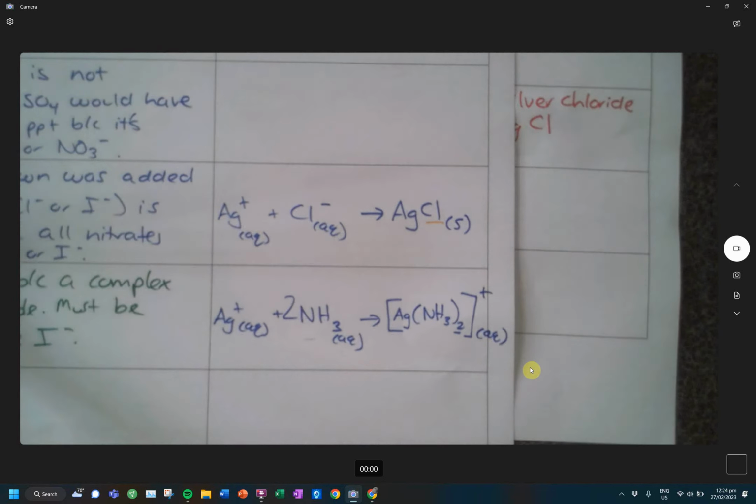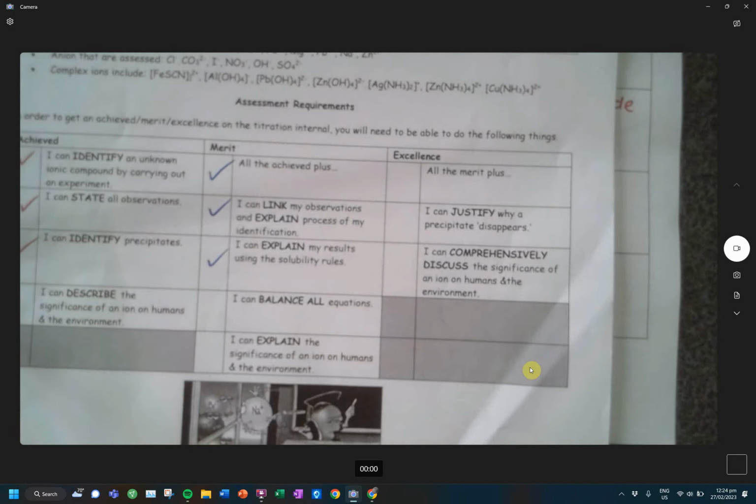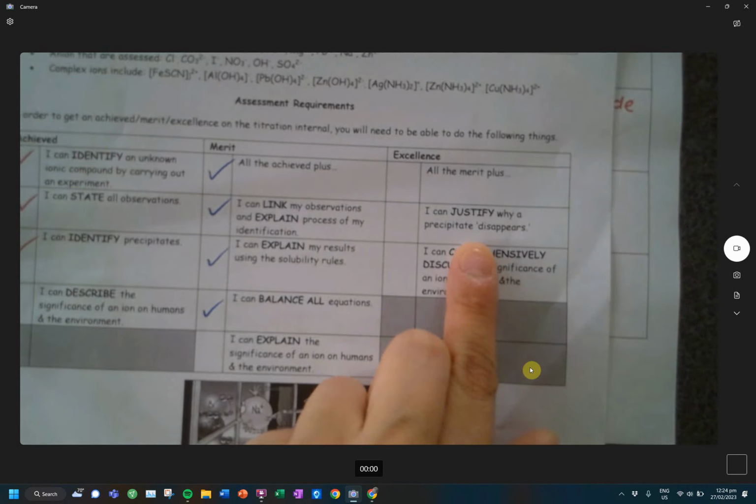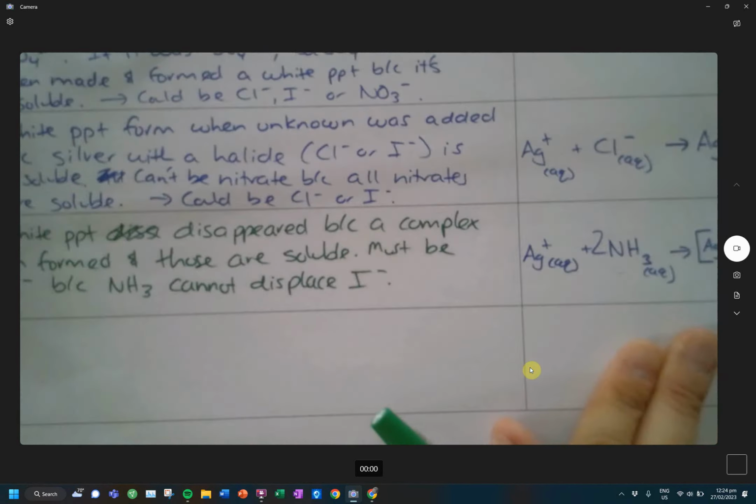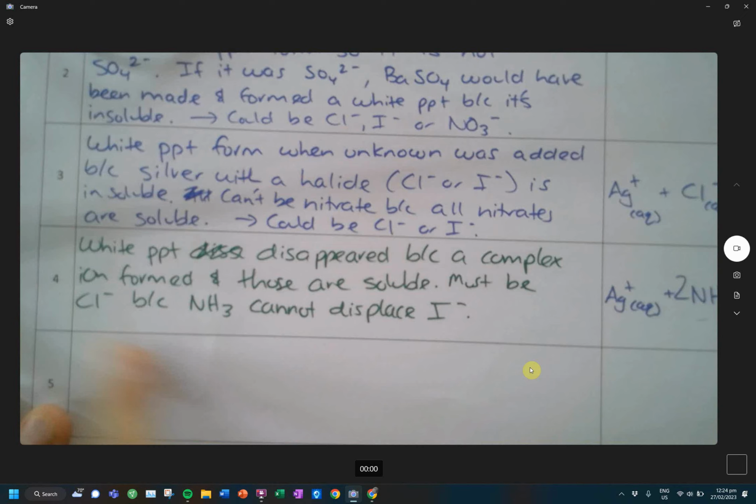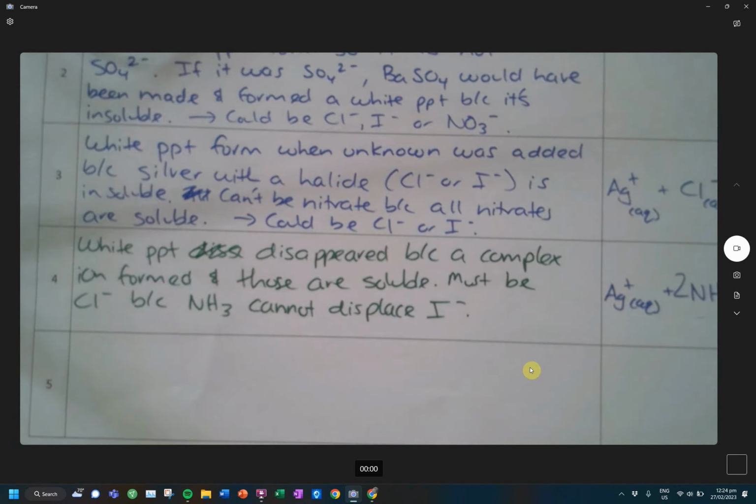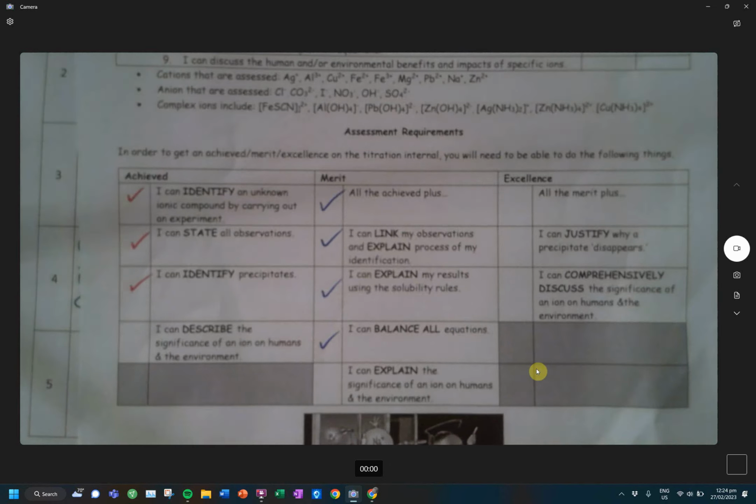All right, when we are looking at our checklist, the merit requirement is balancing all the equations. Those are my two equations there. For the excellence, we need to justify why that precipitate disappears, and that is that justification here with the complex ion. So this is the only thing you needed for the excellence. So unfortunately, with a lot of the chemistry standards, the merit step is a big jump, but the excellence step is a very small jump. So you might as well try for the excellence if you're already there. And that's what you need to do for the write-up.